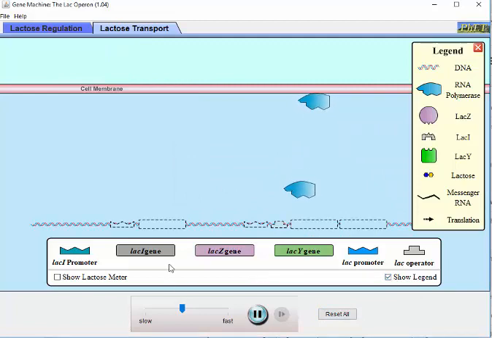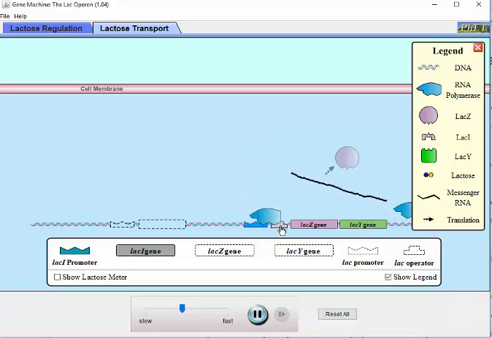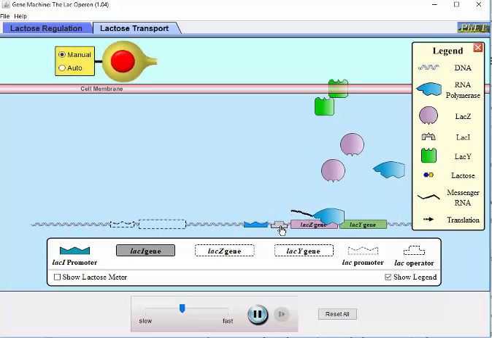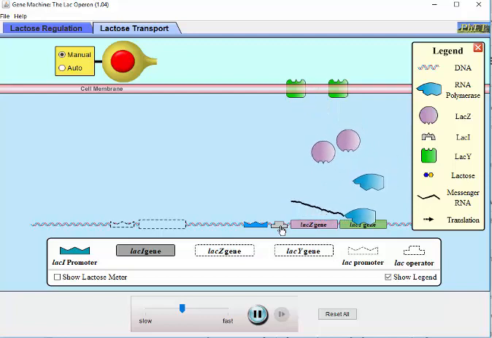All right, so we've got the legend on. We need to put some things in. So we want to put the genes in. We want to put the promoter in over here and the operator. And we'll just get a sense of what's going on. So think about what's a little bit different in this situation than the previous situation.